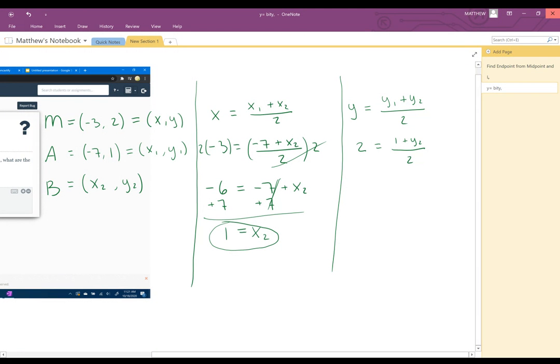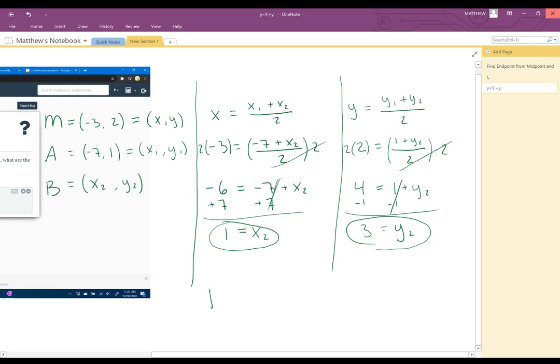To solve for y2, I need to multiply both sides by 2 so that I can undo this division that's happening on the right. 2 divided by 2 is 1, and 1 times what's in the parentheses is just itself. So we just have 1 plus y2 on the right, and on the left, 2 times 2 is 4. Now to get y2 by itself, all I need to do is subtract 1 on both sides because 1 minus 1 is 0. 4 minus 1 is 3, and that leaves me with 3 is equal to y2.